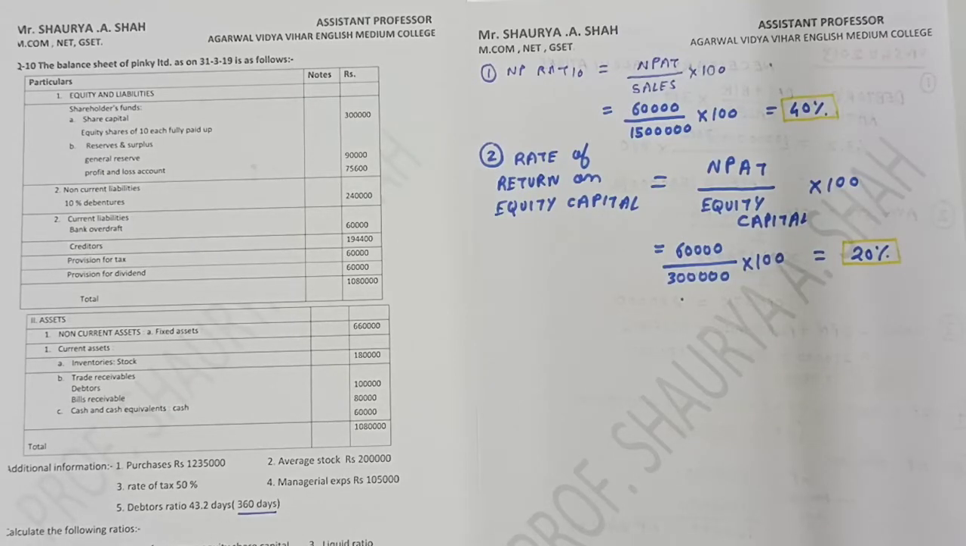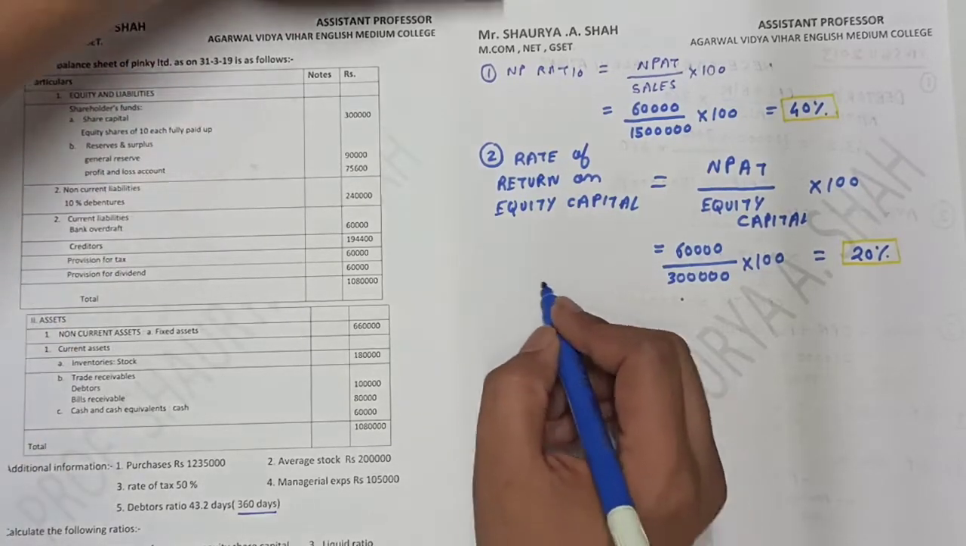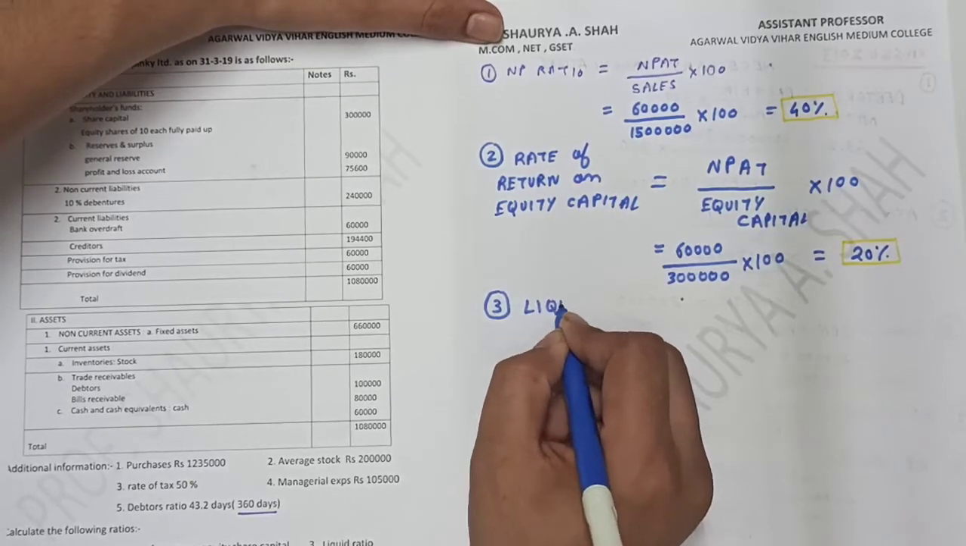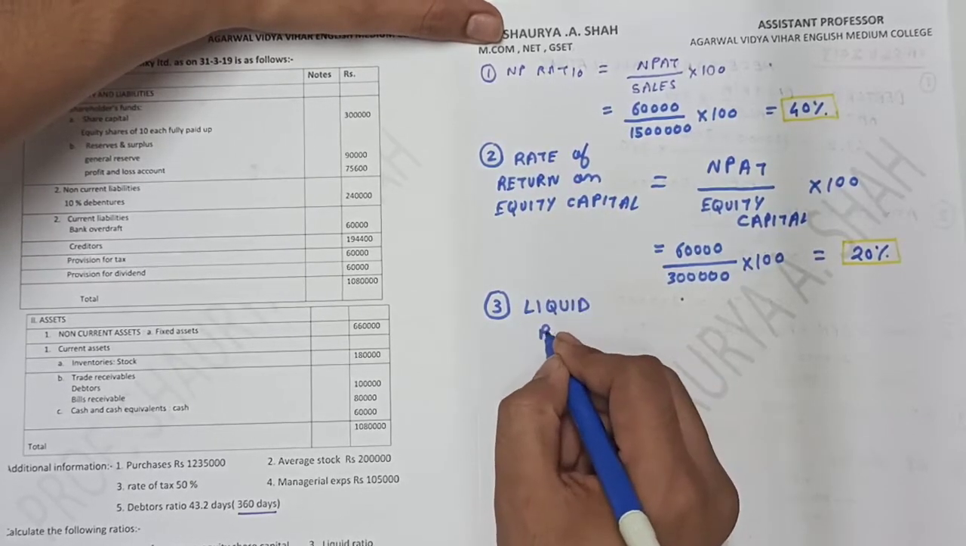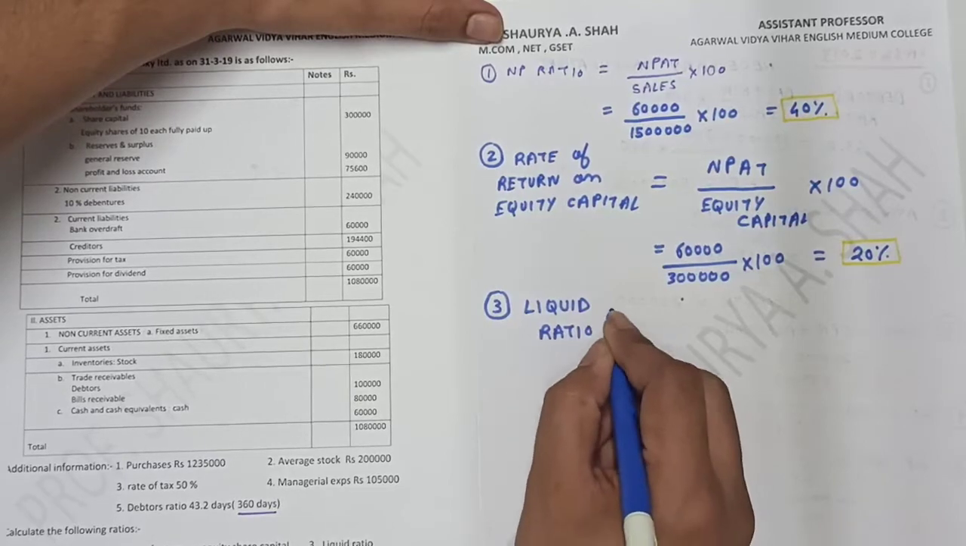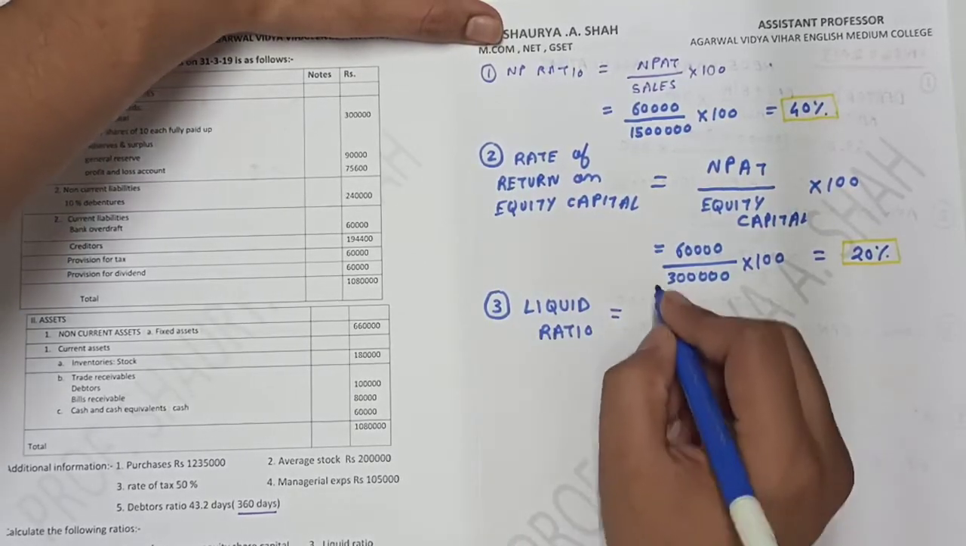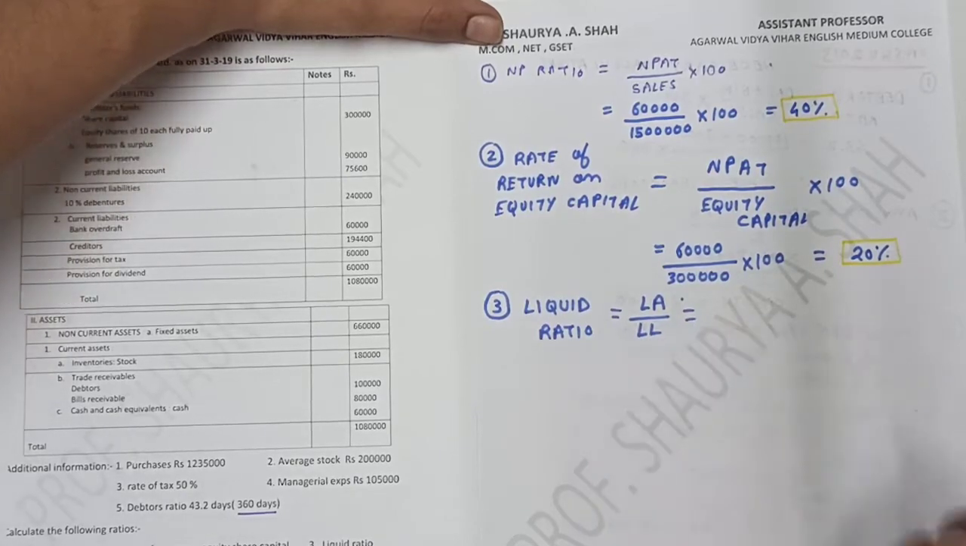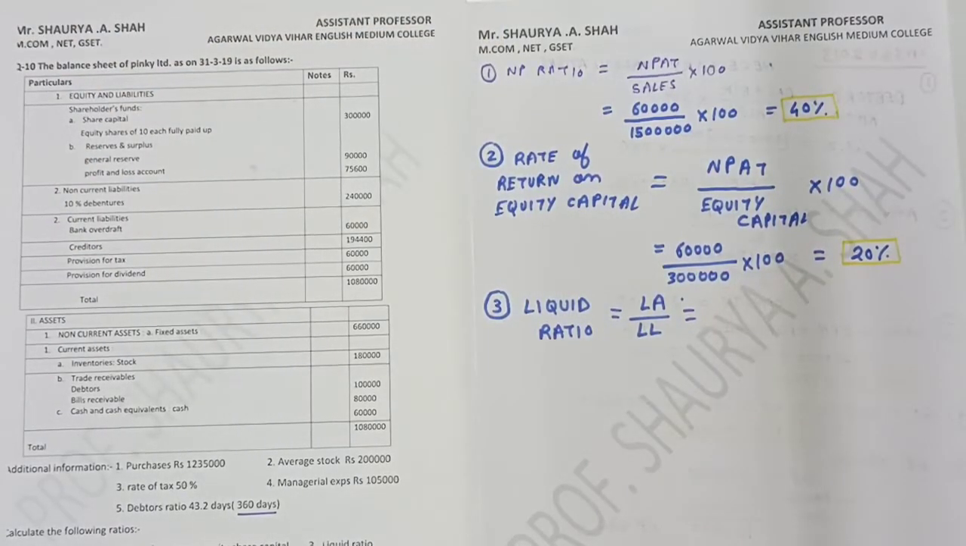Fine. The third they have given is liquid ratio. Be very careful with the liquid ratio, because the next short sum is also based on this logic only. So what do you mean by liquid ratio, students? What is the formula of it? It is liquid assets upon liquid liabilities.